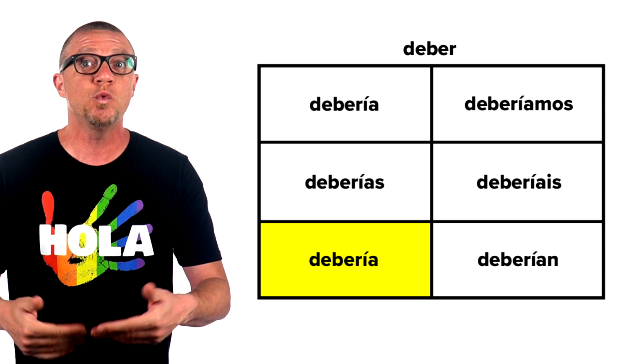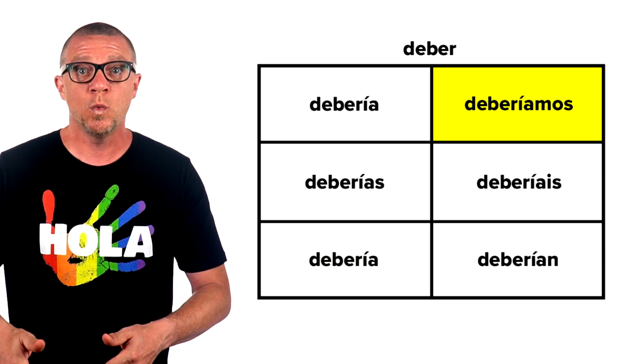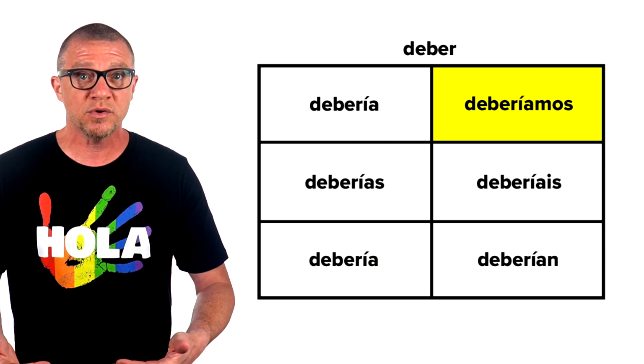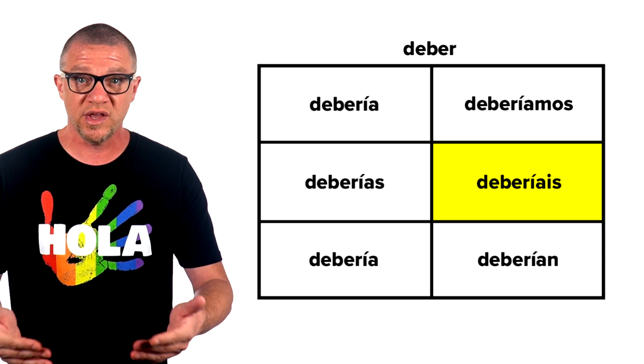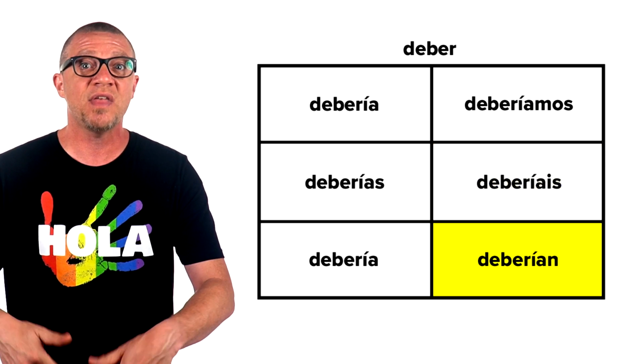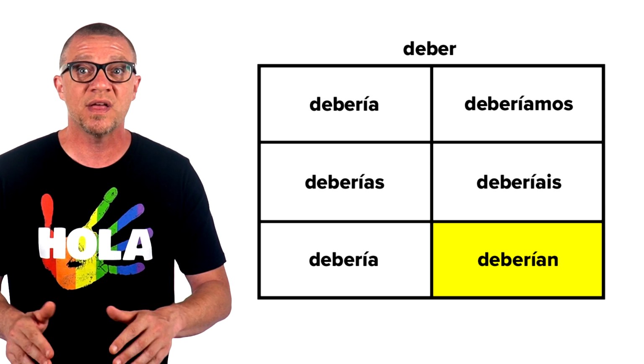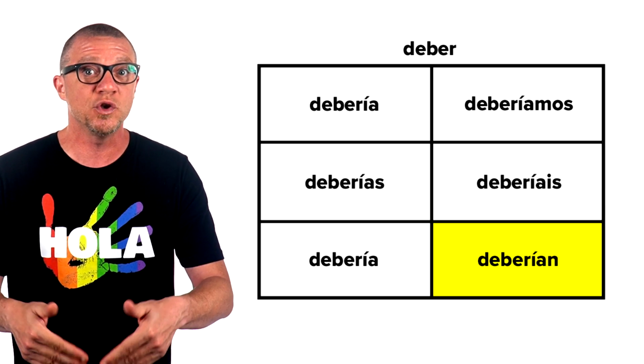That's also you would owe in the formal usted form. We would owe is deberíamos. You would owe, plural only in Spain, is deberíais. And they would owe is deberían. That's also you would owe, plural in the ustedes form.